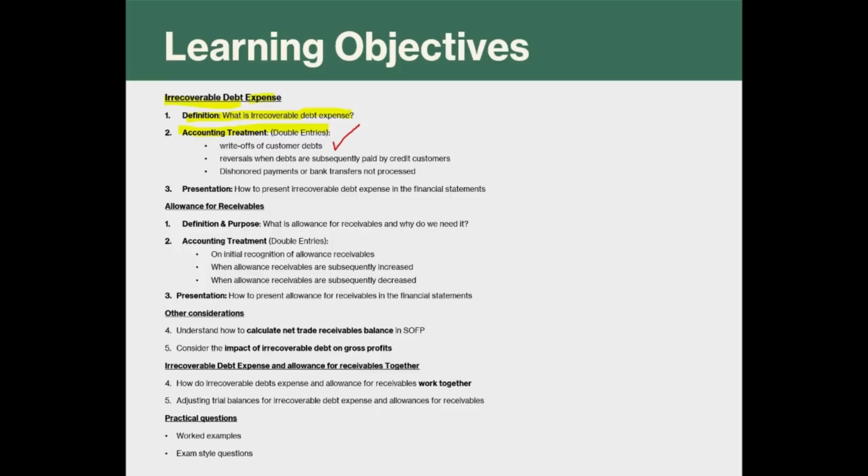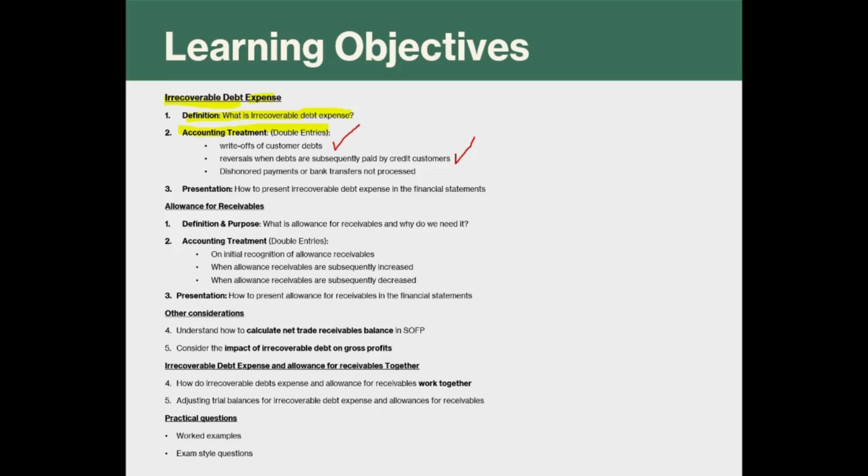The second category involves reversals or derecognition of previously written-off debts. This situation arises when a customer makes a payment after their debt has already been written off. This adjustment is also frequently tested, and you will need to know the precise double entries required both to record the receipt of funds and to correctly reverse the earlier irrecoverable debt expense.